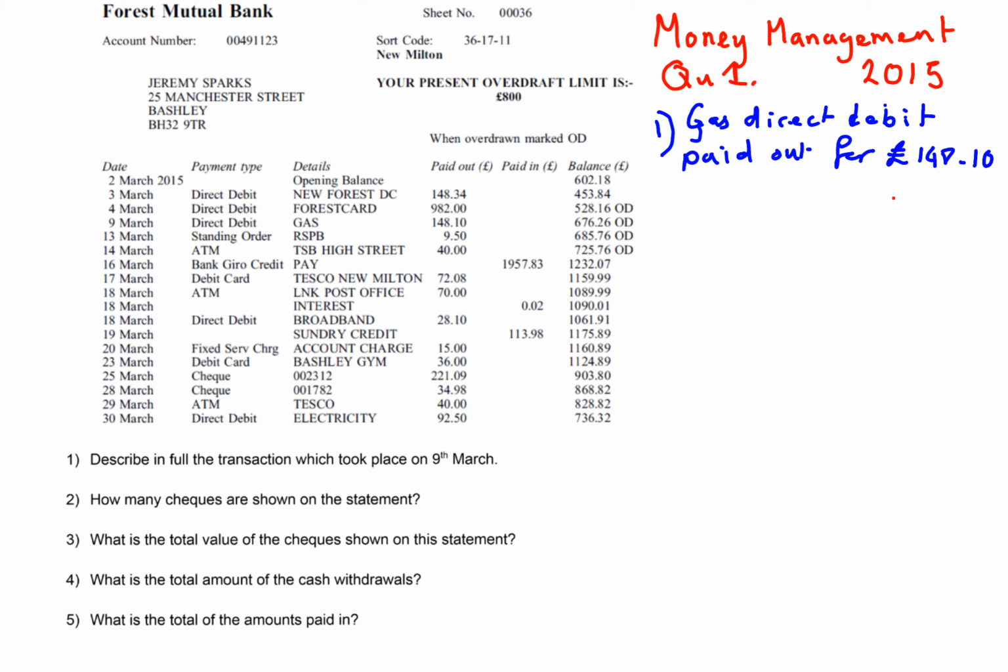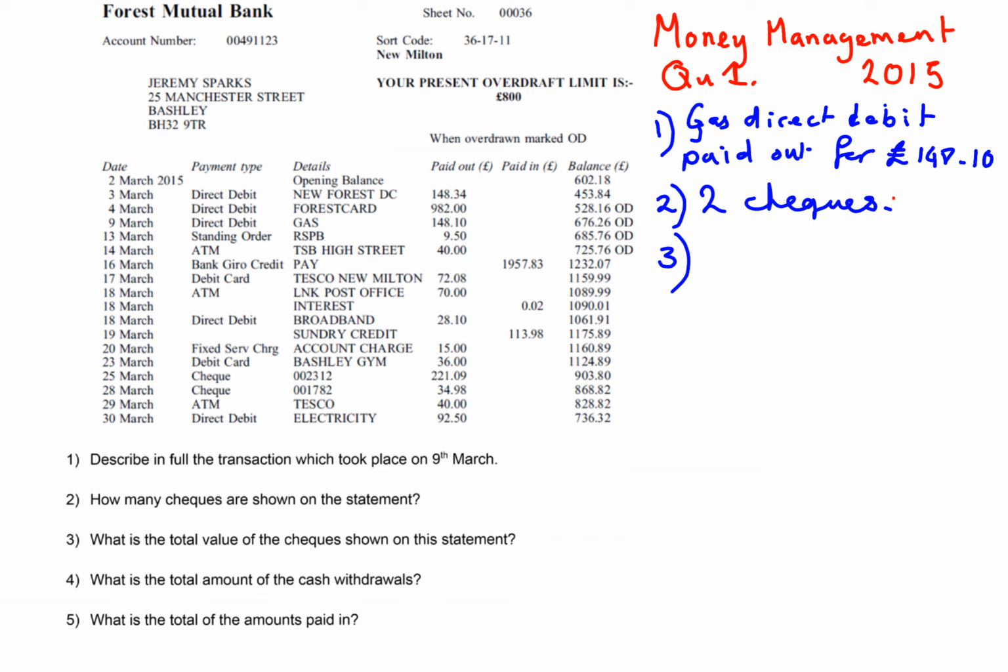The next question, let's have a look at this one. It says, how many checks are shown on the statement? So here I would look at my payment type and look for checks. So if I search through here, there's one check there and one check there. So to answer the question, how many checks are shown on the statement, the answer is 2. So number 2 will be 2 checks. So that's how many checks are shown on our statement.